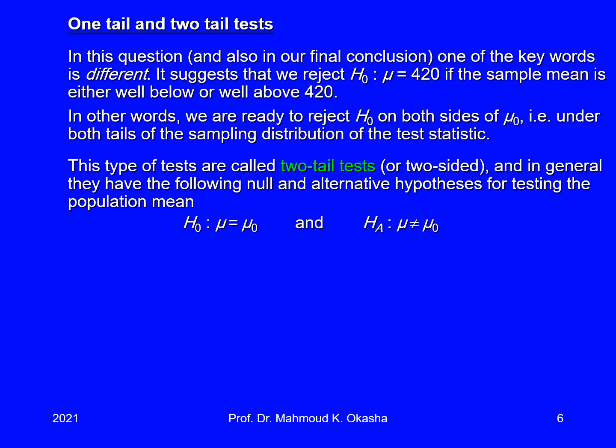Or sometimes we call it a two-sided test. Two-tail or two-sided test, because we have a rejection region on both sides, if it is less than mu naught or greater than mu naught.